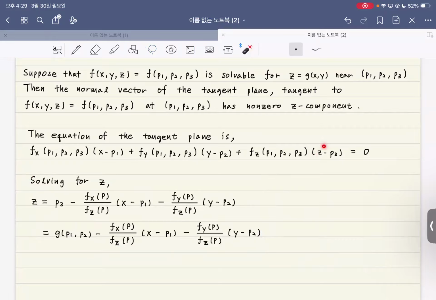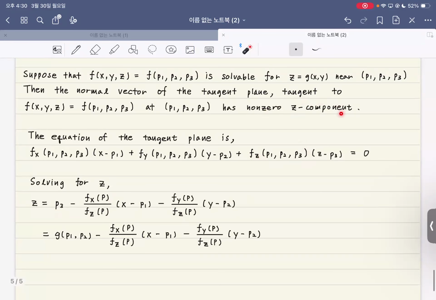So solving for this letter z, these two terms go to the other side of the equation, and dividing everything by f_z(p1, p2, p3), we will end up with this equation. And dividing by this number is always possible. Why? Because we have said this point has a non-zero z component, so this one must be a non-zero number. So dividing by a non-zero number is always possible.